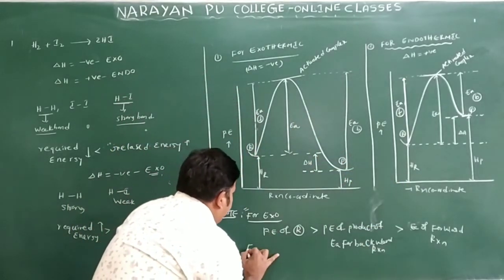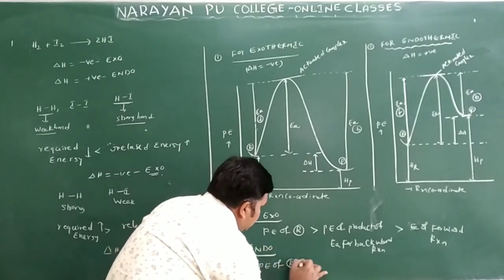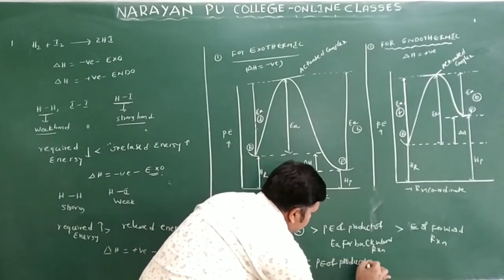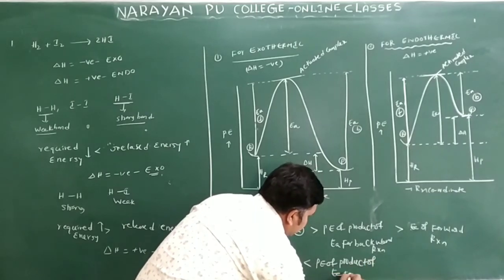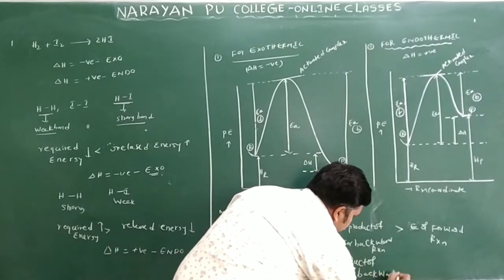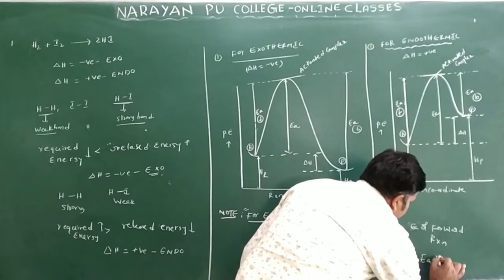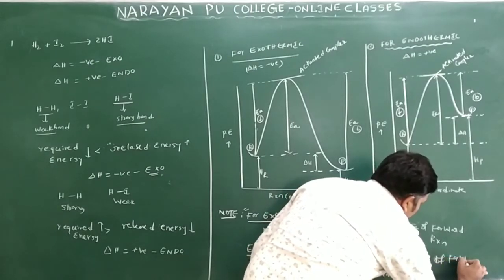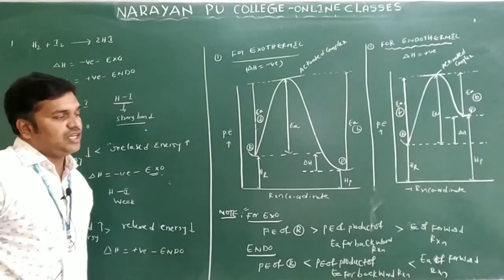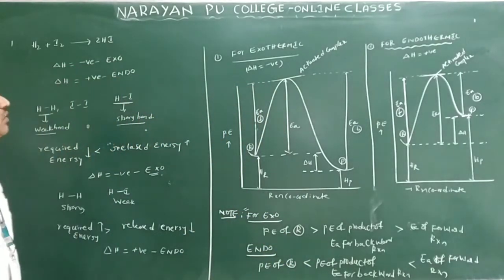This is particularly for the exothermic reaction. If you take the endothermic reaction, I will write here that the potential energy of the reactants is less than the potential energy of the products, and the activation energy for the backward reaction is less than the activation energy of the forward reaction. So this is regarding exothermic and endothermic processes. These are the graphs of potential energy versus reaction coordinate.